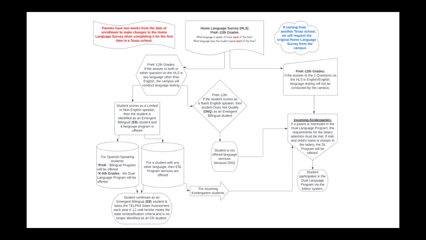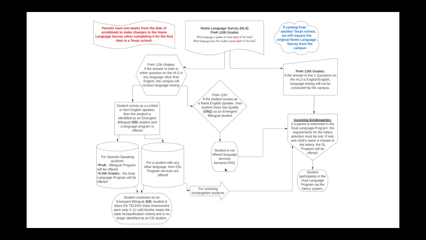Once identified as an emergent bilingual student, students are required to take the Texas English Language Proficiency, or TELPAS, test each year starting in kindergarten through 12th grade, or after 1st grade, until they meet the state's reclassification criteria and are no longer identified as emergent bilingual students.